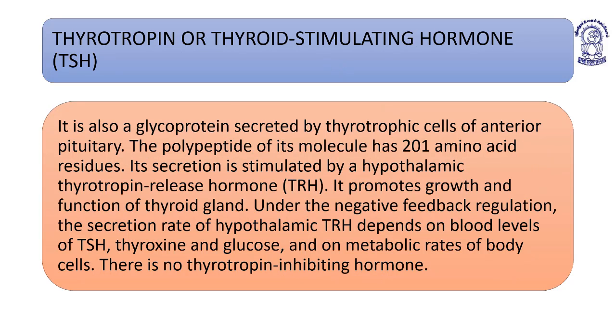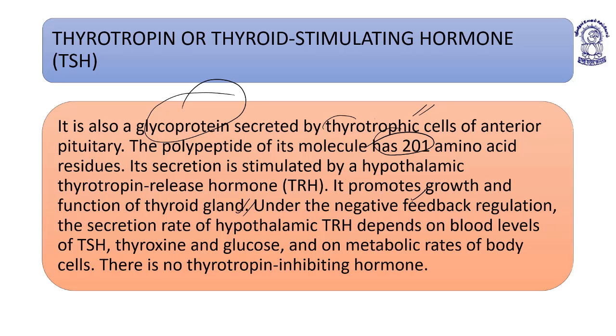Thyrotropin hormone, or thyroid stimulating hormone, is a glycoprotein secreted by thyrotropic cells of the anterior pituitary. The polypeptide of its molecule is 201 amino acids long. Its secretion is stimulated by hypothalamic thyrotropin releasing hormone. It promotes growth and function of the thyroid gland.